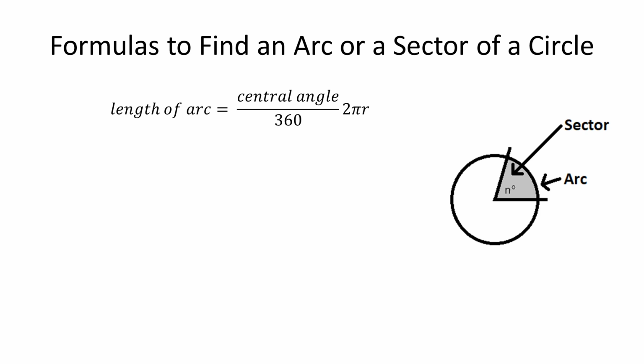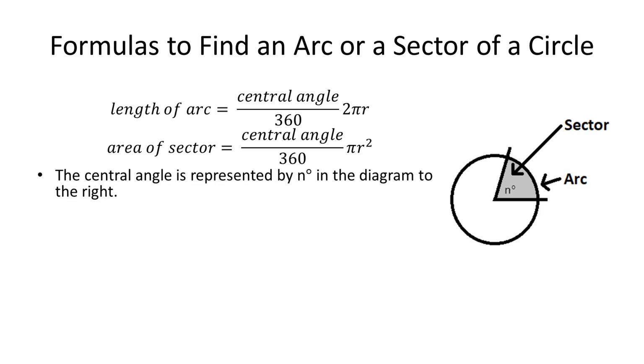So the formula to find the length of an arc of a circle is length of arc equals central angle over 360 times 2 pi r. And the formula to find the area of a sector in a circle is area of sector equals central angle over 360 times pi r squared. The central angle is represented by n degrees in the diagram to the right. Radians can be used, but 360 will have to be rewritten as 2 pi.